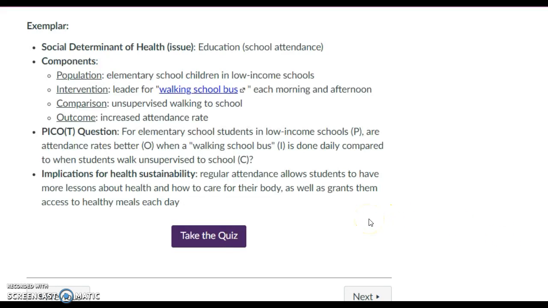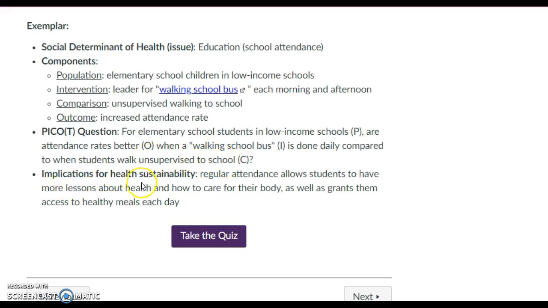If you notice, each of these components is labeled. So there's my population, which is the elementary school students in low-income schools. My outcome, and notice these don't go exactly in order, my outcome, I'm looking at attendance rates. The intervention is the walking school bus, and the comparison is unsupervised walking to school, which is what is done most of the time now.